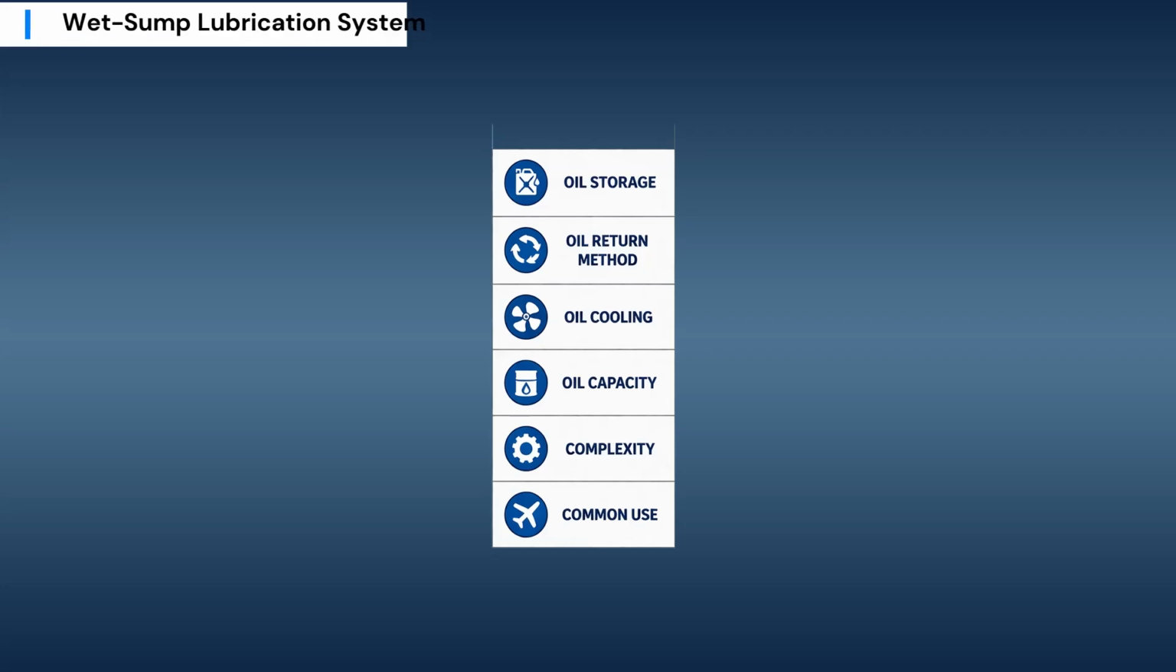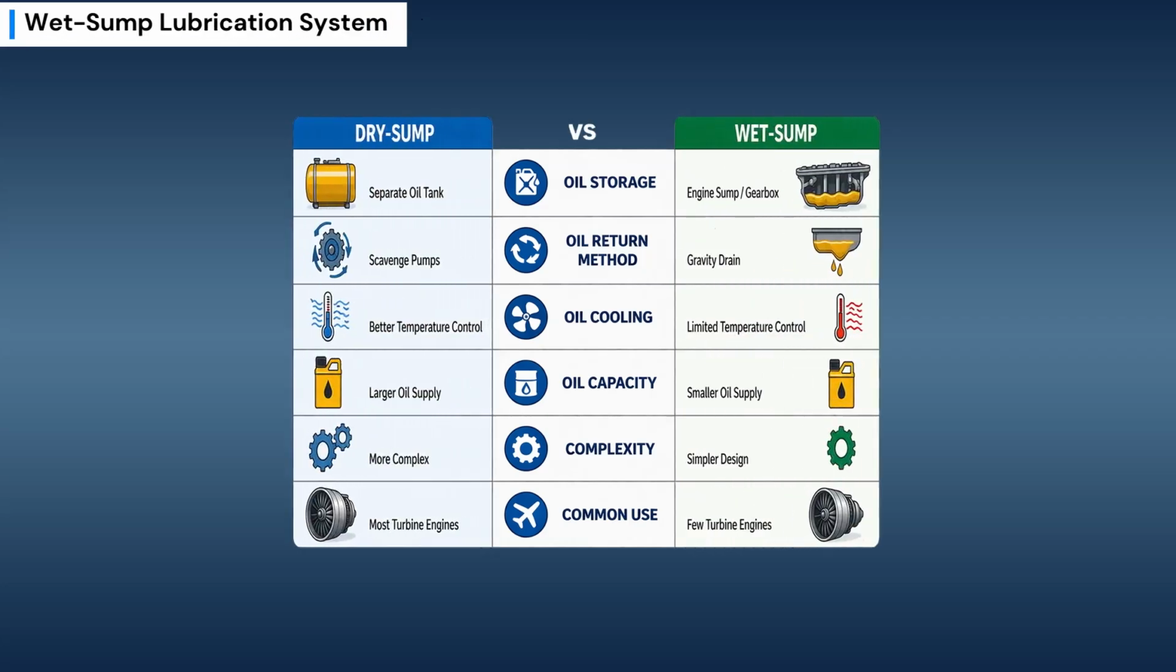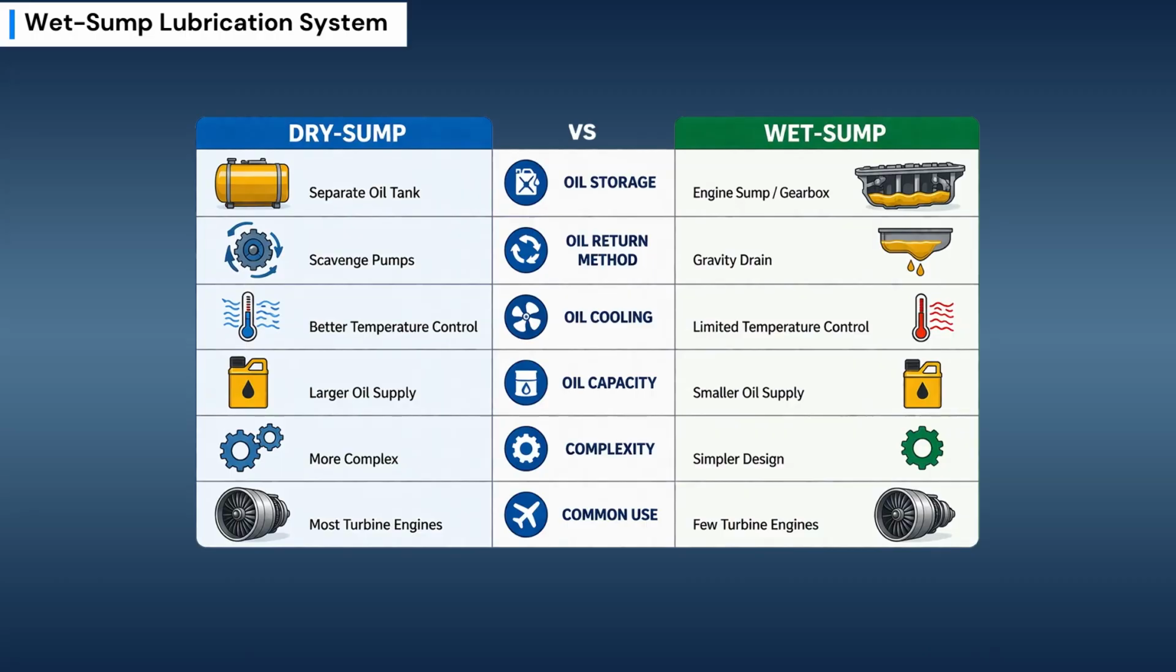Although most turbine engines use Dry-Sump systems, a few engines use a Wet-Sump lubrication system. The main difference is the location of the oil reservoir. In a Dry-Sump system, the oil is stored in a separate tank. In a Wet-Sump system, the oil is stored directly inside the engine, usually in the accessory gearbox or in a sump at the bottom of the accessory case.